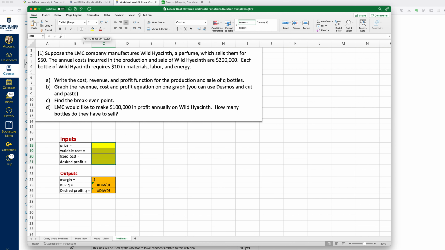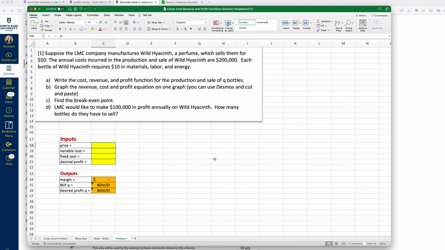So now I can put my numbers in, and I can size this column so it fits. So what's my price? I'll let you do it. Here it is. They sell it for $50. The annual cost incurred in the production is $200,000, and $10 in materials, labor, and energy. Boom. You can solve that.